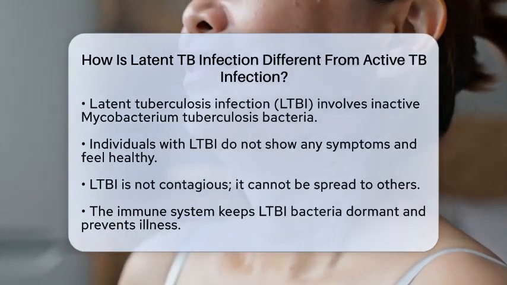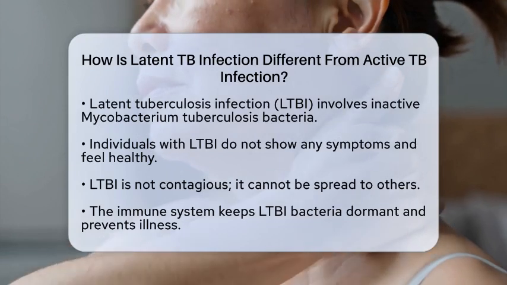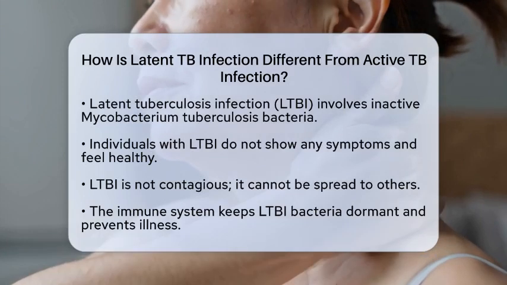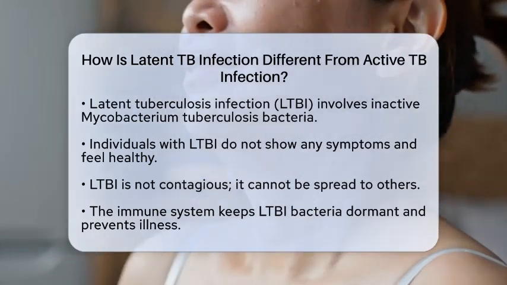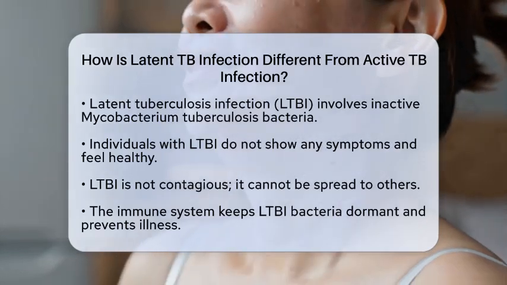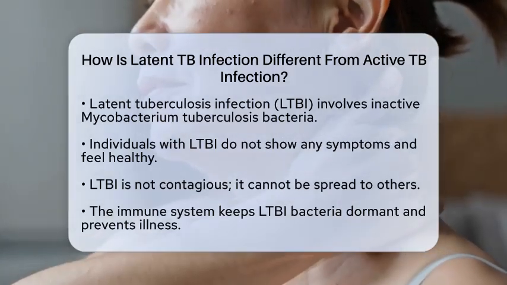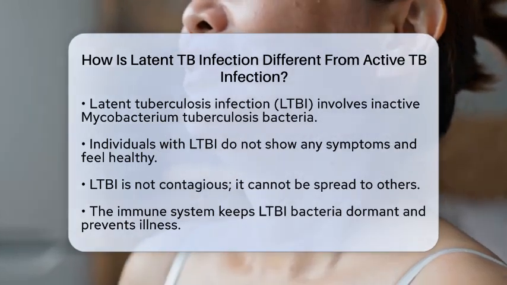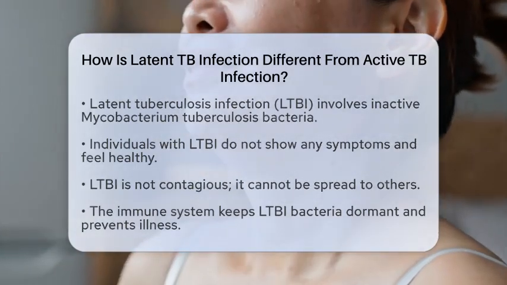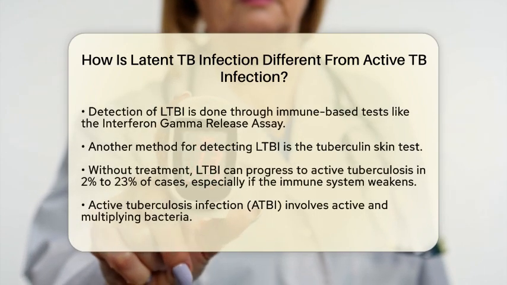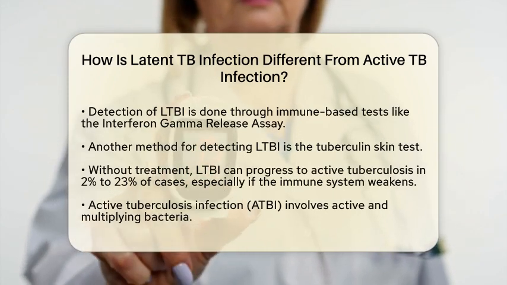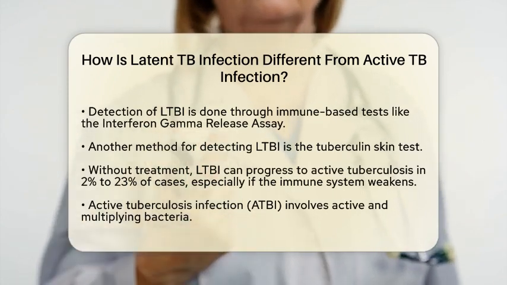Let's break it down. Latent tuberculosis infection occurs when a person is infected with Mycobacterium tuberculosis bacteria, but these bacteria are inactive or dormant. Individuals with latent tuberculosis do not show any symptoms. They feel perfectly healthy and do not experience signs like cough, fever, weight loss, or night sweats. This form of tuberculosis is not contagious, meaning those with latent tuberculosis cannot spread the bacteria to others. The immune system keeps the bacteria in check, preventing them from multiplying or causing illness.